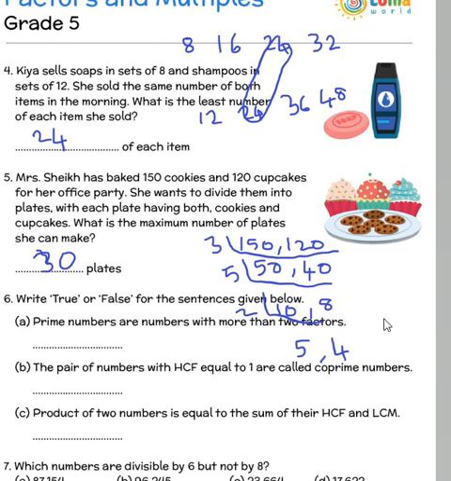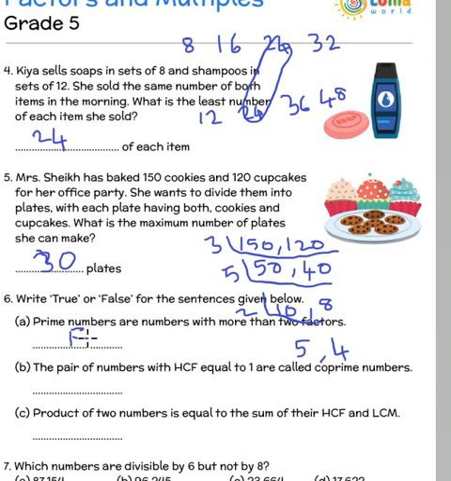The next one is true or false for the sentences given here. Prime numbers are numbers with more than 2 factors. So we just discussed that prime numbers have only 2 factors. So this is a false statement. I'm going to write F for a false statement.